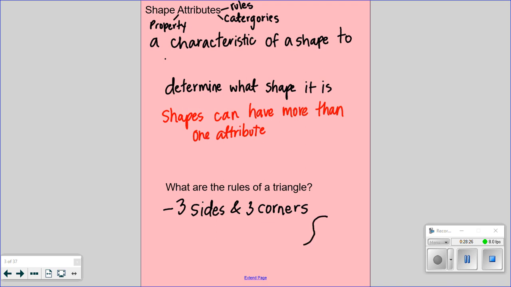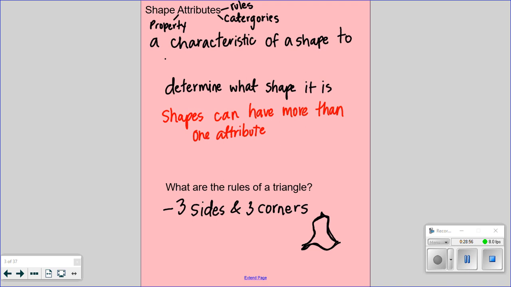Is this a triangle? I've got 3 sides and 3 corners. It's not equal. They don't have to be equal. Is that a triangle? No. It's not. So that means I need another rule. Because that does have 3 sides and 3 corners. That means I need another rule.